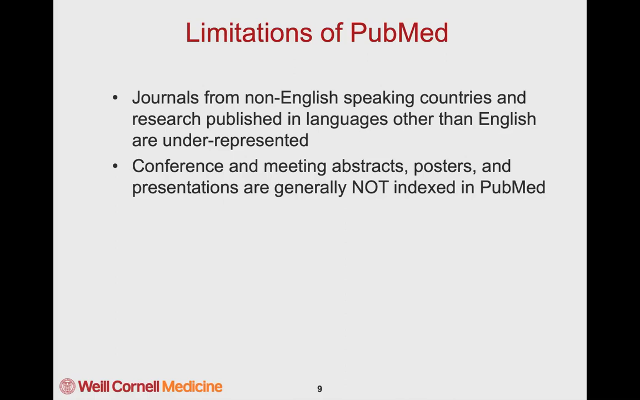If you are specifically interested in gray literature, which would be literature that's not formally published in sources such as books or journal articles, such as, for instance, conference proceedings or meeting abstracts, these types of literature are generally not indexed in PubMed. And we would recommend that you try another database, such as Embase or Scopus or Web of Science.